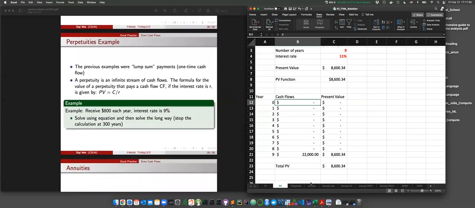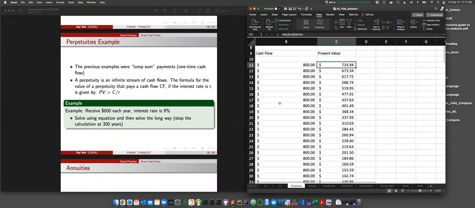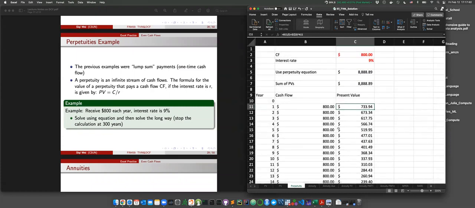Now the third one is also pretty easy. Basically, I want to illustrate the idea of the perpetuity. You have an investment opportunity like this. Every single period, you will receive $800 from whatever instrument, like preferred stock or fixed income security. Every single year, the cash flow level is 800, and the required rate of return is 9%.